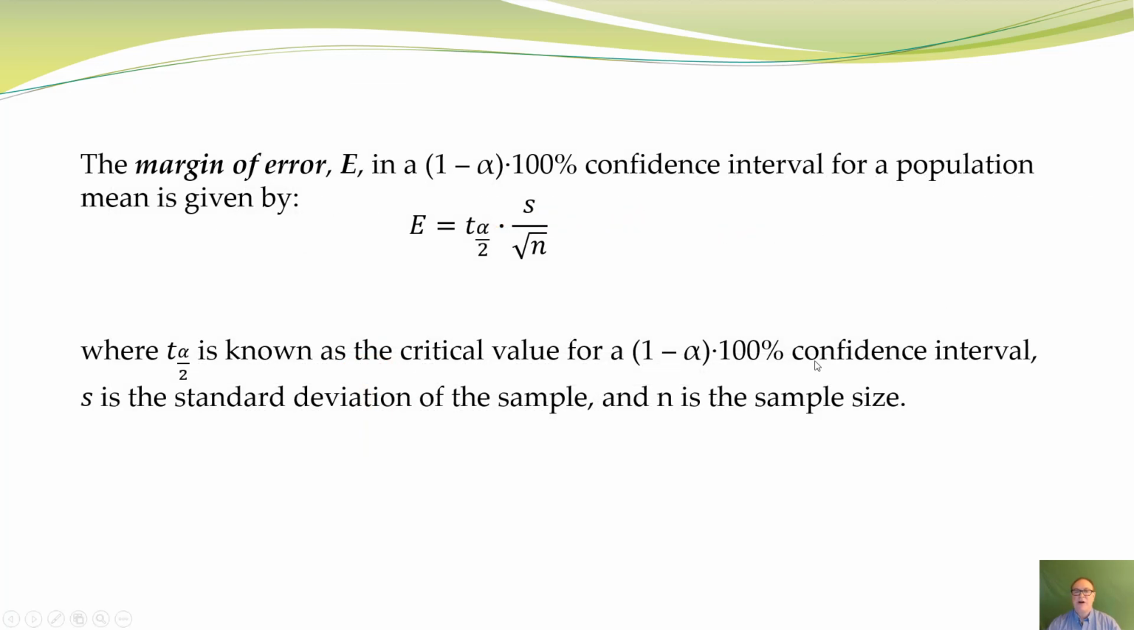Now, the margin of error E in a 1 minus alpha times 100% confidence interval for a population mean is given by E equals t sub alpha divided by 2 times s divided by the square root of n, where t sub alpha divided by 2 is known as the critical value for the confidence interval. s is the standard deviation of the sample, and n is the sample size.